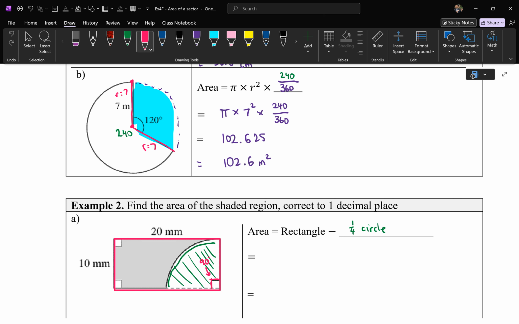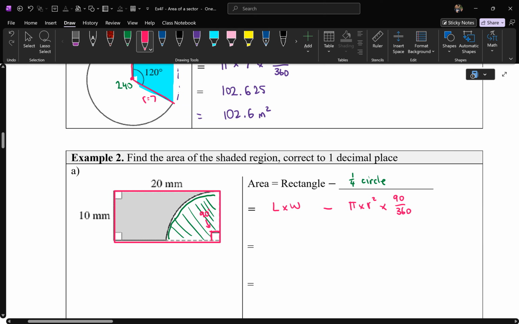Area of a rectangle is length times width, minus pi times radius squared times, and we know this is 90 degrees out of 360, which is why it turns out to be a quarter of a circle. Okay?